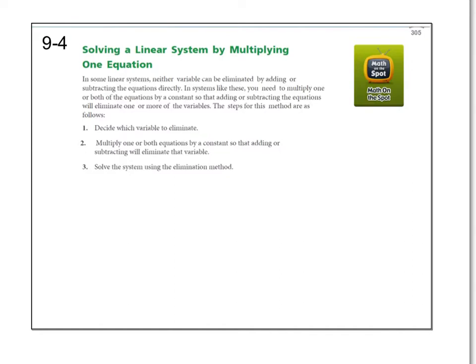Just like this is saying here, sometimes the variables cannot be eliminated by adding or subtracting. So we start with multiplying either one or both of the equations by a constant in order to add or subtract to eliminate. So your steps are as follows, and this follows for multiplying one equation or multiplying two. You're going to decide which variable to eliminate, and you might decide differently than your neighbor. You're then going to multiply one or both equations by a certain number in order to change them into equations that eliminate by adding or subtracting. And then you do exactly what we learned right before Thanksgiving and what we did on the warm-up.